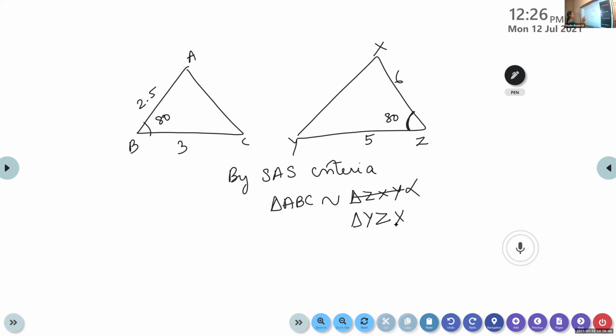Look at the corresponding measure. AB, first two letters I am taking. So is it same as YZ? AB 2.5. YZ. AB by YZ. They are proportional. 2.5 by 5. Now take the next two. BC, ZX. Yes, isn't it? Therefore, order is triangle ABC is similar to triangle YZX. Okay? Yes, ma'am.